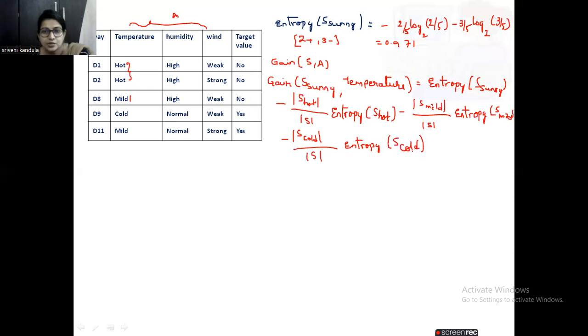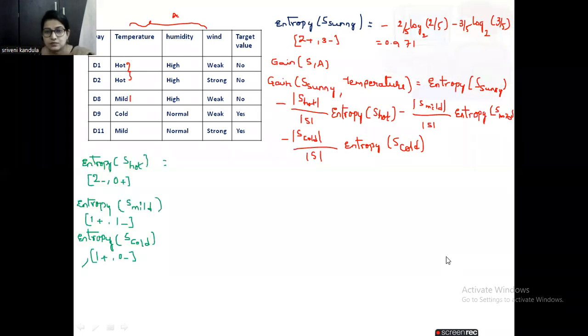So that means I should calculate the entropy of S hot, S mild, and S cold. Let's calculate that first and substitute it here. In order to calculate entropy of S hot, the number of positive examples that we have is 0 and the number of negative examples under this is 2.